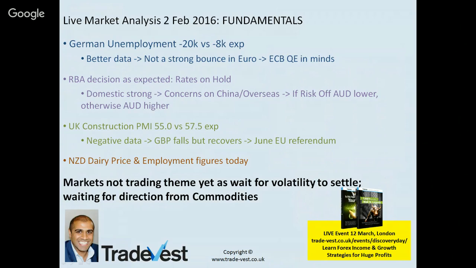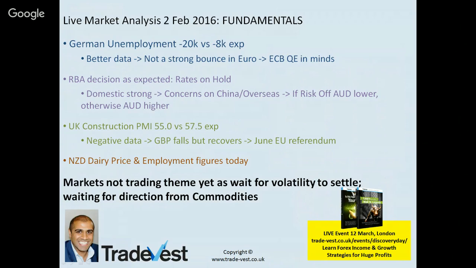So we also had the UK construction PMI figures out today, and this was an interesting one because it came in worse than expected. So we had negative data, and the British pound fell on the data as you would expect, but it has recovered all of its losses, and it's actually, I think, probably sitting at the highs of the day. So that's very interesting. We had a big fall in pounds, but it recovered very well.